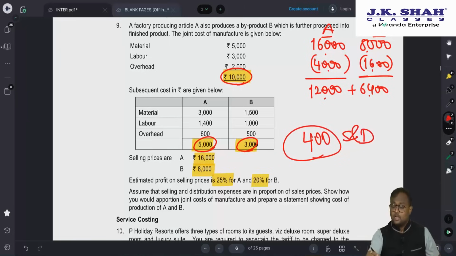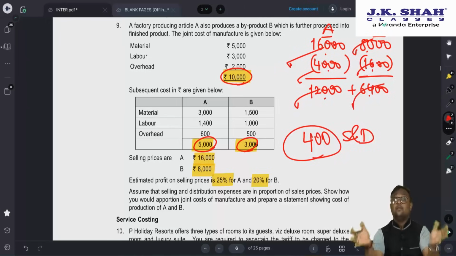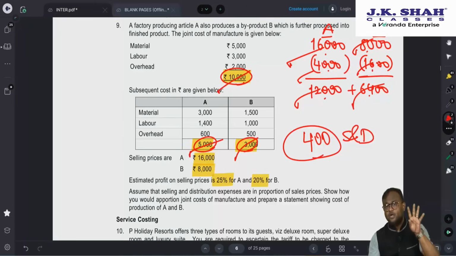It's that simple. I have sales, I removed profit, I've got the total cost of A and B. If I combine them, I get the total cost for the manufacturer. Out of the total cost of the manufacturer, I am deducting joint costs and further processing costs, and I am left with 400 as a balancing figure, which has to be my selling and distribution overhead, which will be distributed in the ratio 16:8, that means 2:1.